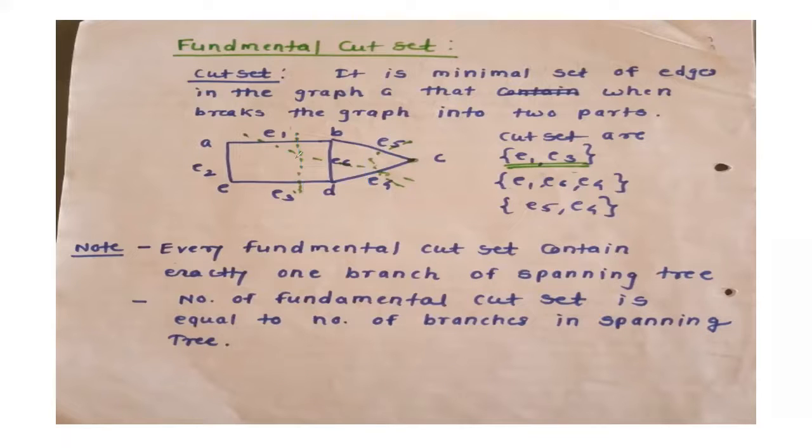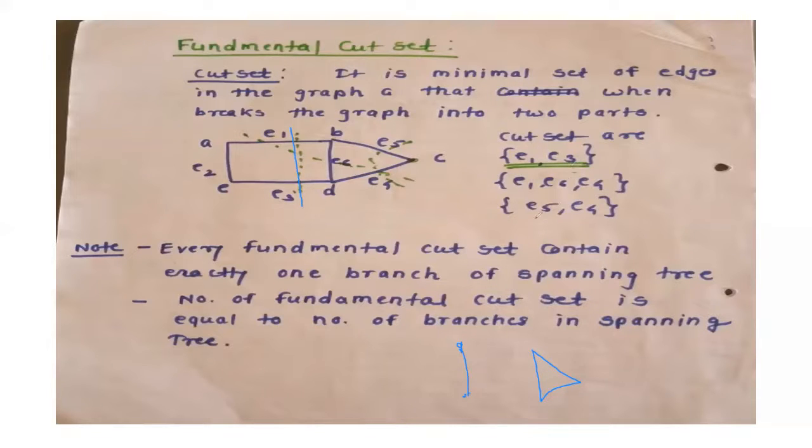Again, when we cut like this, there are two parts. The first is this one edge, and the second part is only this triangle, because when you remove these edges, only this A to E edge remains, and here this triangle. So this is a cut set, E1 and E3, a minimal set of edges.